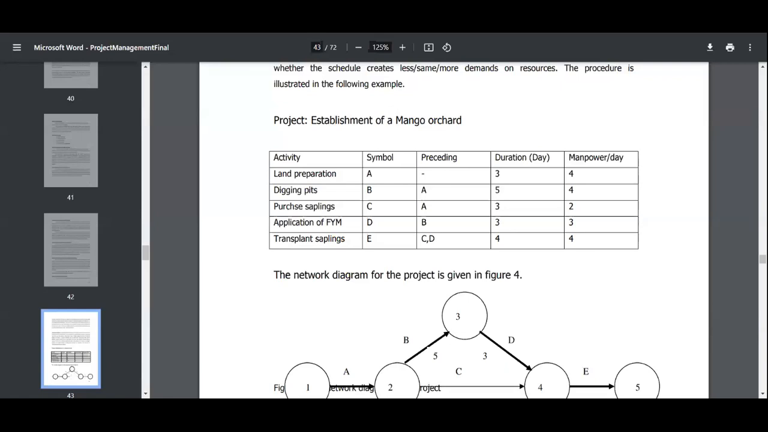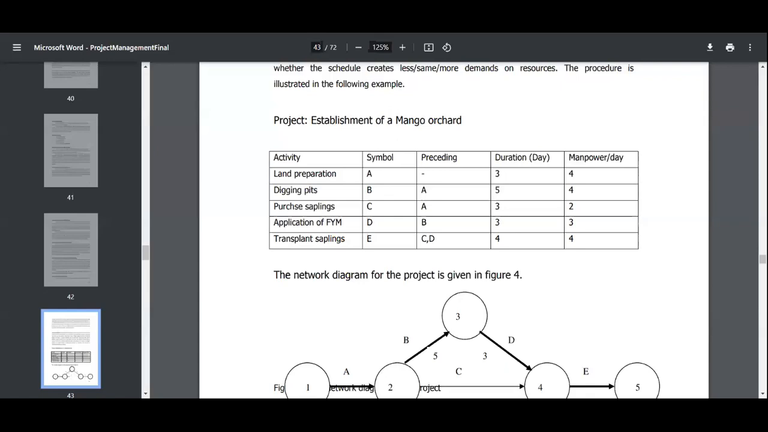For land preparation we have no predecessor, because the preparation is going on, not completed. It will take 3 days, meaning the duration is 3 days. How many people do you require for that project? 4 people.